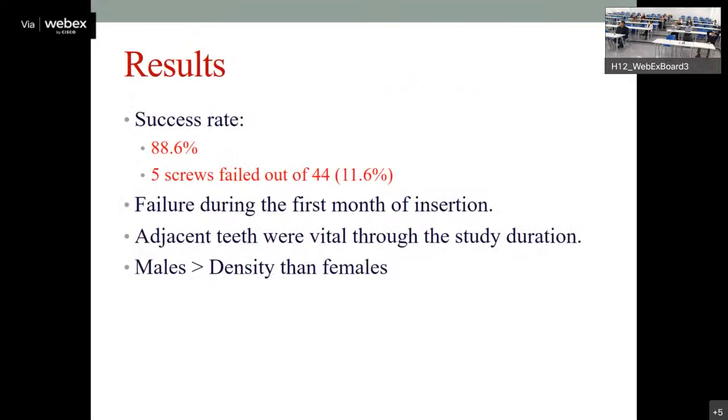We got a success rate of around 88.6%. Only 5 screws failed, and the failure took place mainly in the first month of insertion. The adjacent teeth were vital throughout the study duration. We found that at baseline, before insertion of microscrews, males had denser alveolar bone than females.